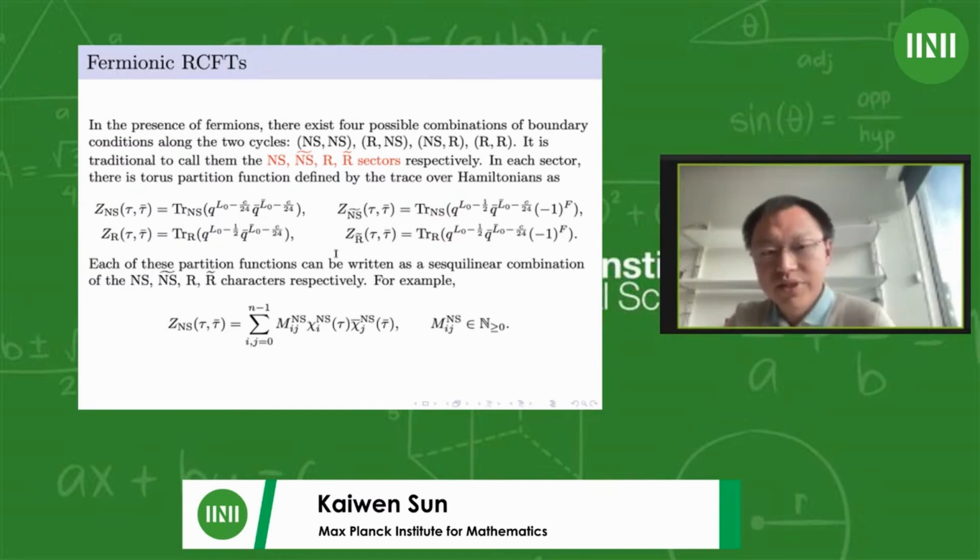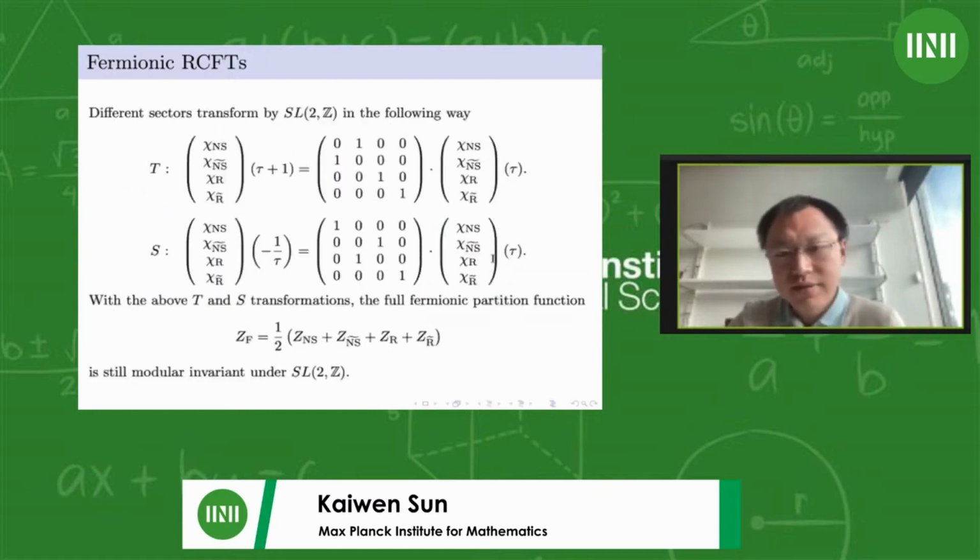Each fermionic partition function can also be decomposed into fermionic characters. For example, in the NS sector you will have NS characters, and so on. These 4 sectors of characters under T and S transformations are well known to transform like this. Under the T transformation, the NS and NS tilde sectors exchange, while the R sector remains itself. Under the S transformation, the NS characters go to themselves, but NS tilde and R characters are exchanged. The R tilde characters do not mix with the other three characters.